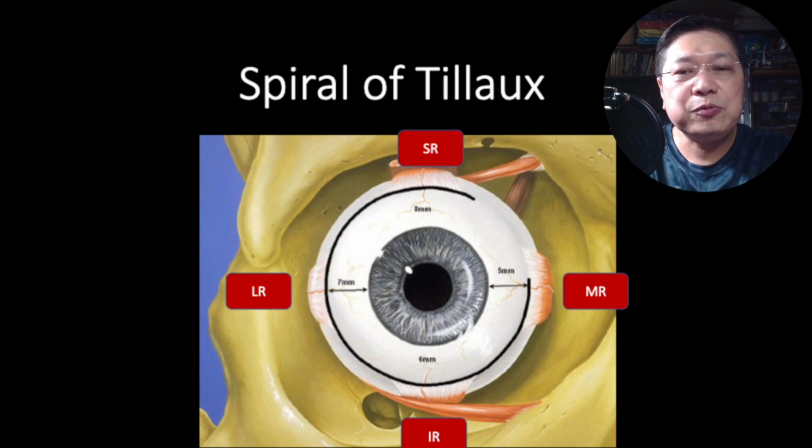Now, it's important when you're trying to locate where the muscles are during surgery or if you're trying to immobilize the muscles. Okay, so the spiral of Tillaux describes how the muscles are inserted into the eyeball.